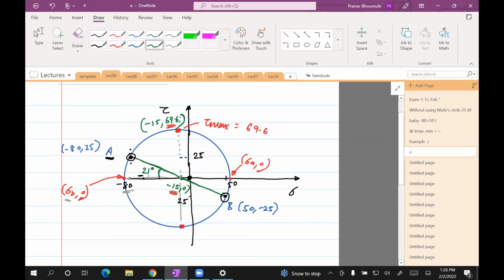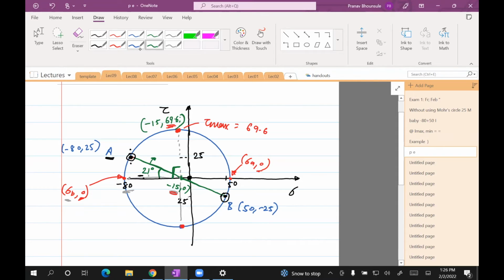So I need to go 60 degrees. And remember that this is a right angle. So if I go 60 degrees from here, then I will end up with 60 plus 21 is 81. So there should be a 9-degree angle between the verticals.